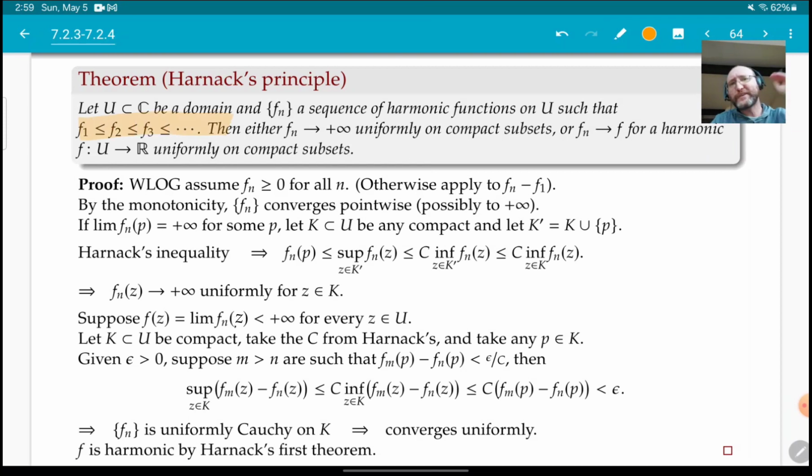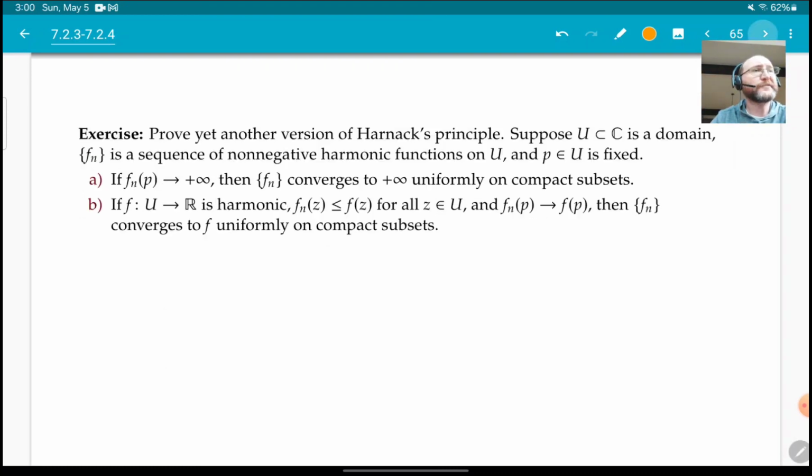Well, in this case we have a monotone sequence, but we can just do it if we approach from below. We don't have to have a monotone sequence, so this is the other version. If I have a domain and a sequence of non-negative harmonic functions, and p is fixed, then first, if these go to infinity at that one point, then they converge to infinity on compact subsets. And that follows by the same proof as we just did, really.